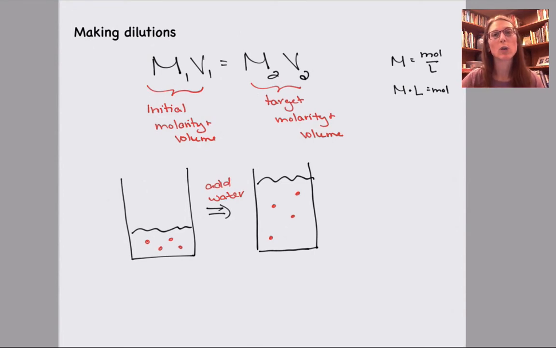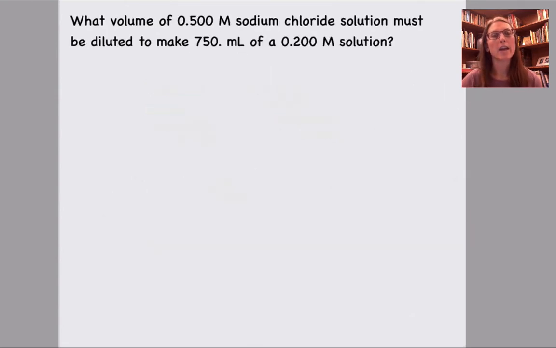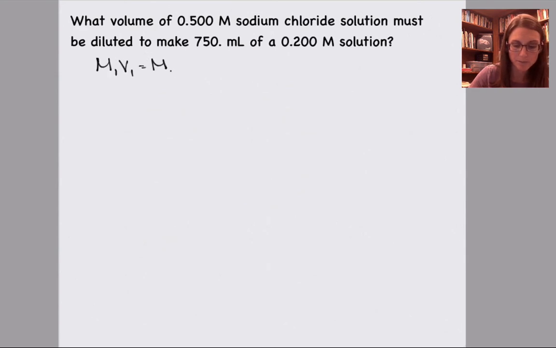And so what we're doing with that M1V1 equals M2V2 equation is we're saying the moles I had at the beginning is equal to the moles I had at the end. What's different is the volume of solution that it's in. So we've gone from a more concentrated to a less concentrated solution when making a dilution. And we can use these dilution equations to figure out both how much of an initial concentrated solution I will need to dilute to get a particular concentration for my final solution, or I can figure out if I've done a dilution what my final concentration is, all using that same M1V1 equals M2V2 equation.